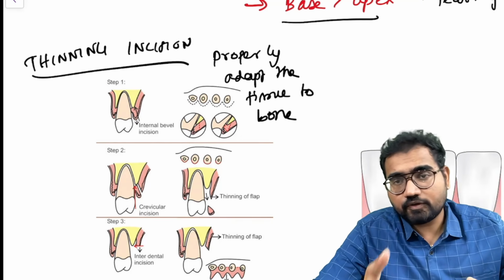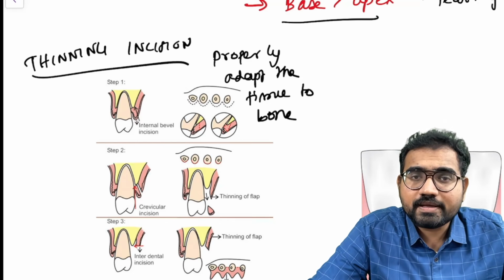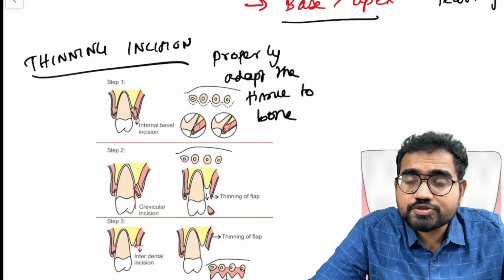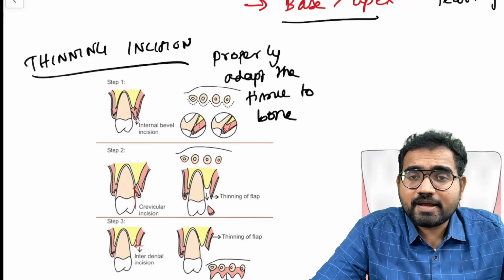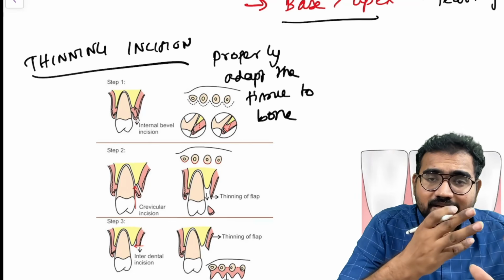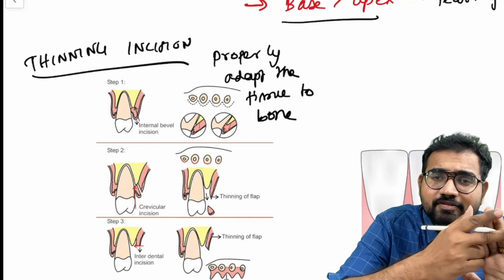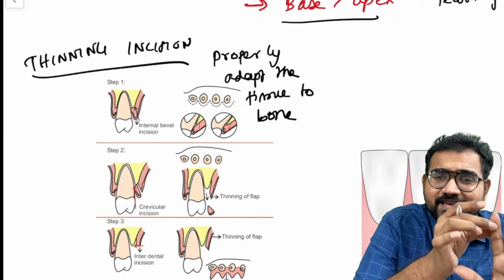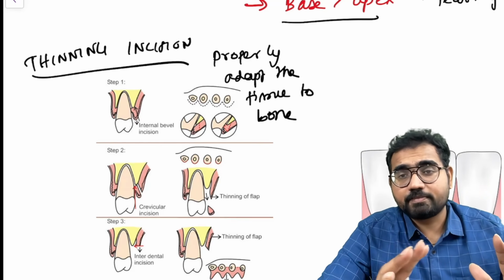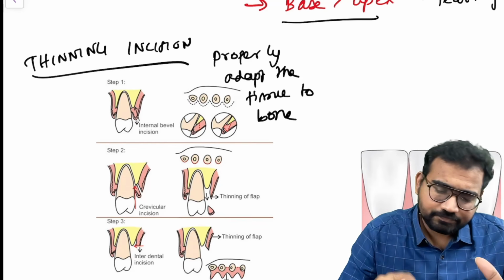So the first and foremost reason why we need to do a thinning incision is to properly adapt the tissues to the bone. Okay, so the reflected flap will be thick. With the help of scissors or a BP blade, just trim the flap. By trimming the flap, I'm removing the excess tissues, making the flap thin for proper adaptation onto the bone. Fine, this is called a thinning incision.